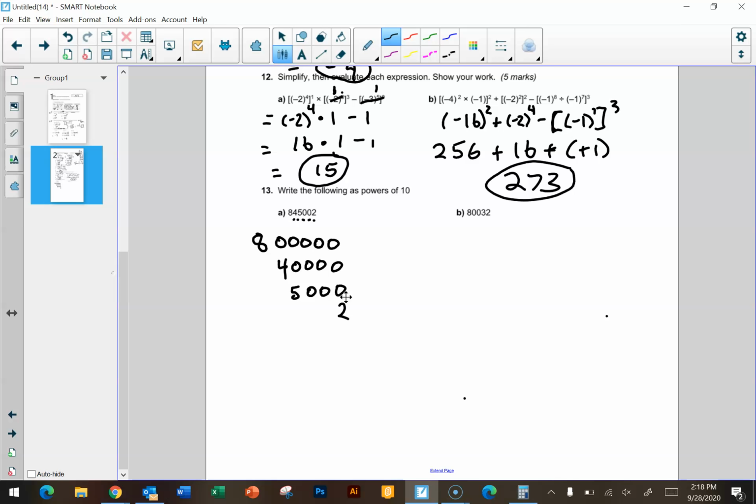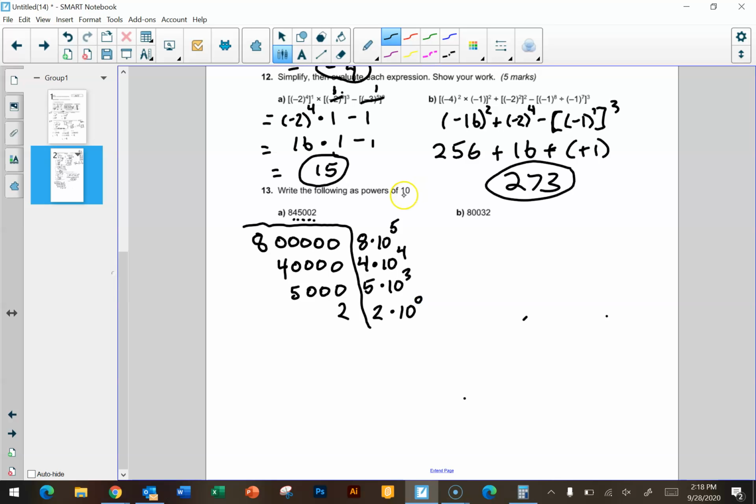This is the way I recommend you start out. And then you convert these to powers of 10. So this is 8 times 10 to the power of however many zeros: 1, 2, 3, 4, 5. This is 4 times 10 to the power of 4. This is 5 times 10 to the power of 3. And this is 2. This is something a lot of people got wrong on the quiz. It's not just 2, and it's not 2 times 1. It's 2 times 10 to the power of 0.